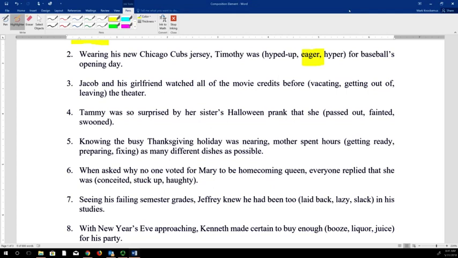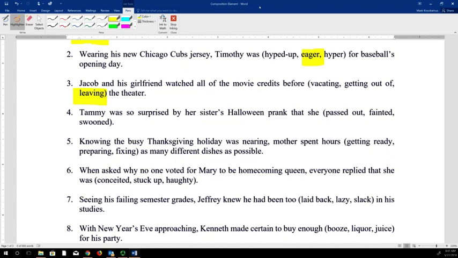Jacob and his girlfriend watched all of the movie credits before blank the theater. Leaving is standard English. Vacating, that would be jargon. You might have heard vacate the premises. That would be jargon. And then getting out of is slang. What are the clues there? Improper use of the verb getting, as well as improper use of direction. So please remember not to use forms of the verb to get, and avoid using those directional terms.